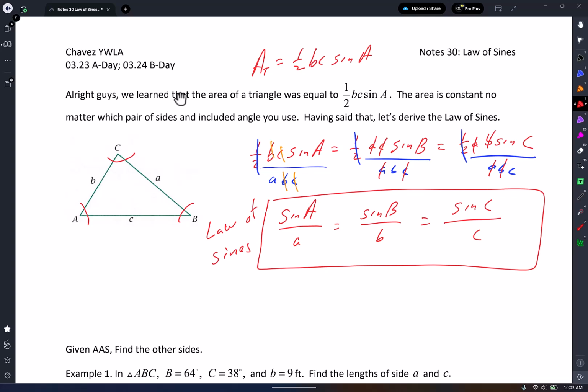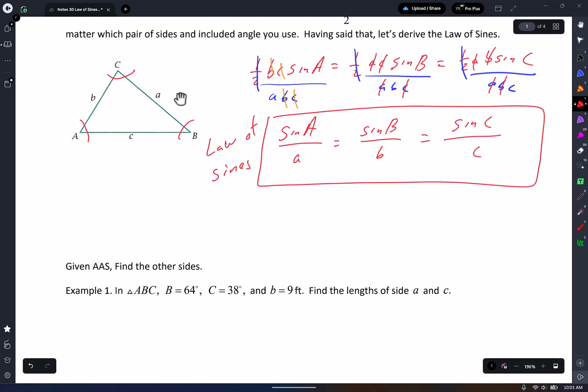What's up, miss? You just start with that formula? I just started with the area formula, yep. And all three of those area formulas give me the same area for that one triangle. And then I just cancel stuff out, you know what I mean? Okay. All right, guys, so here we go.